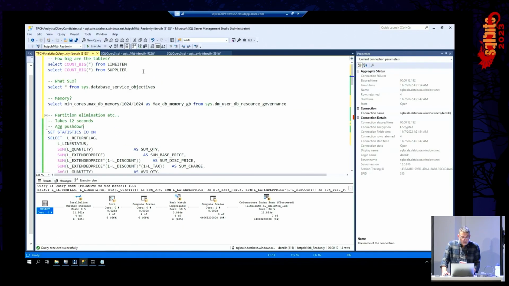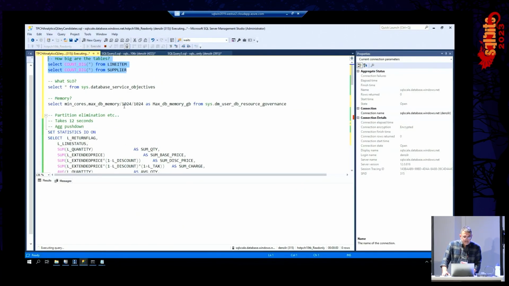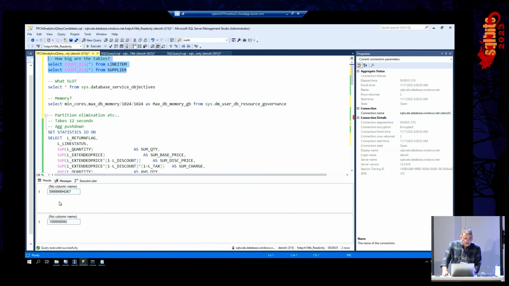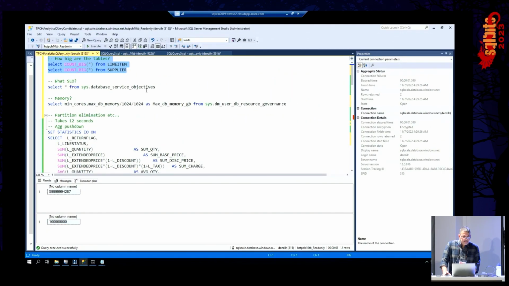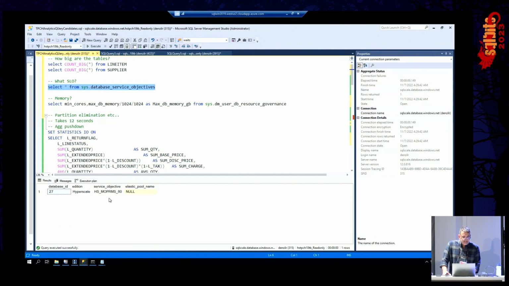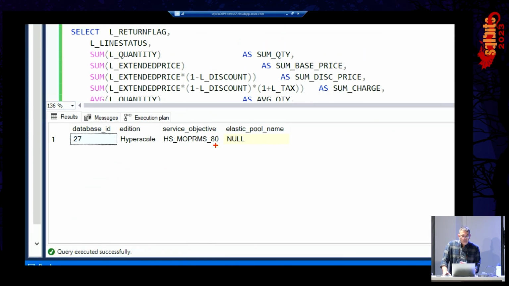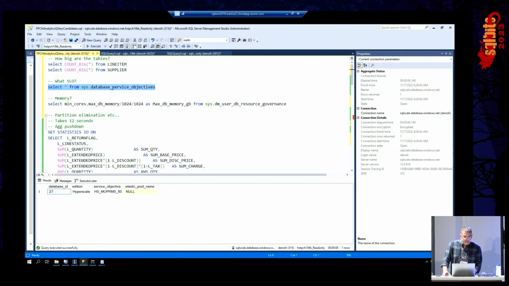If you look at this line item and supplier table, it has quite a few rows. I can't even count. I think it's 600 billion rows. Pretty large table, 10 terabyte TPCH, right? And the orders table has a little less. So I'm going to run this query. Service objectives, you'll see in this has this MOPRMS. MOPRMS is memory optimized premium series. So that's how you distinguish that.